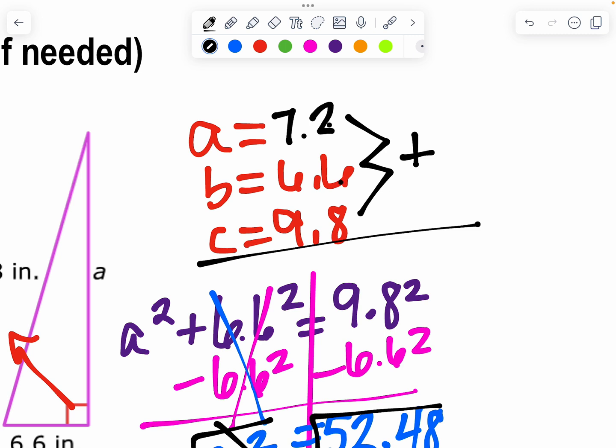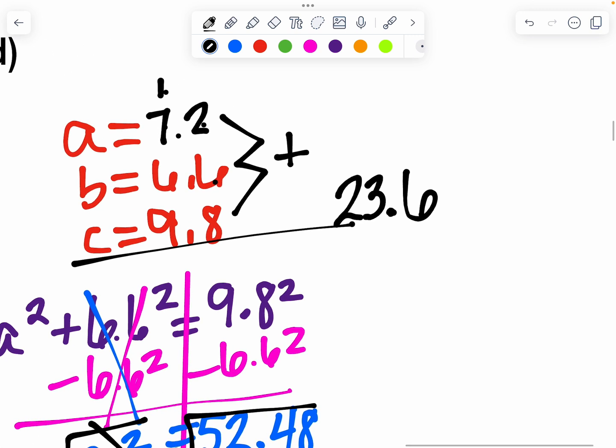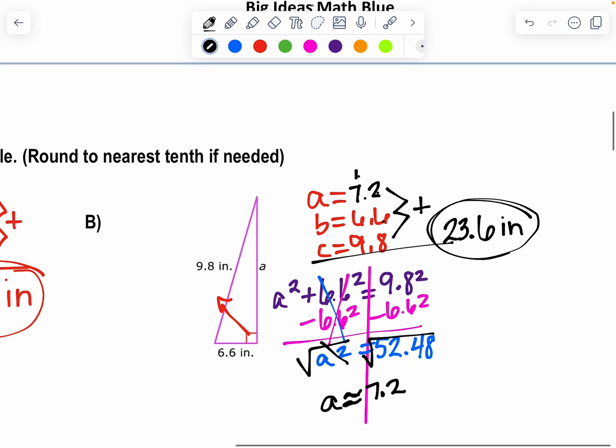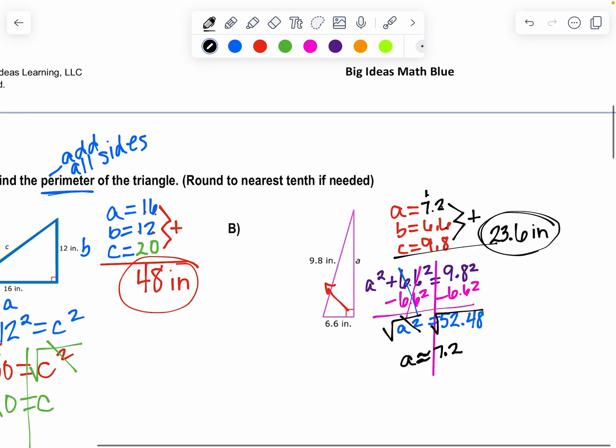So 2 plus 6 is 8. 8 plus 8 is 16. I'm going to write my answer off to the side. Carry my 1. 1 plus 7 is 8. 8 plus 6 is 14. 14 plus 9 is 23. Bring my decimal straight down. So my answer is 23.6 inches would be the perimeter. All right, so that's how you find perimeter.